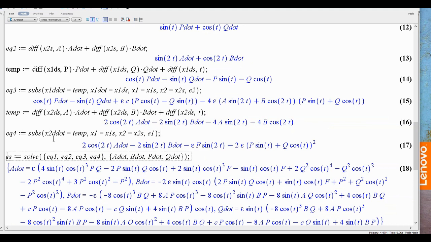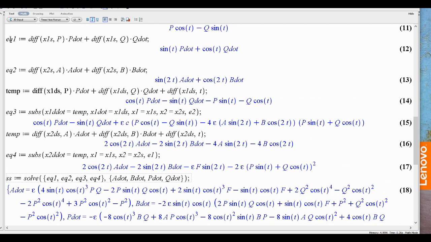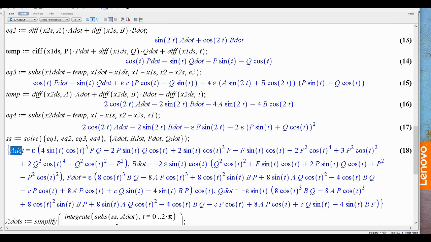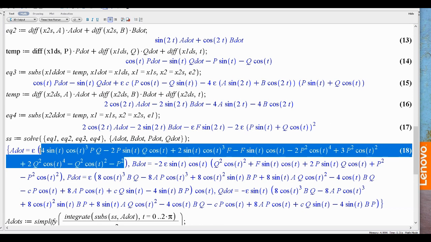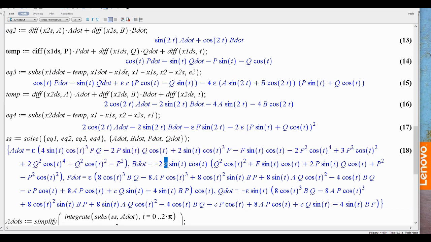Then what I do is I solve EQ1, 2, 3 and 4 for A dot, B dot, P dot and Q dot. Very good. When I do that, you see A dot is epsilon times a bunch of things. Where is B dot now? Up to here. All of that is epsilon. Then there is B dot and that's order epsilon. Then there is P dot and that's order epsilon. And somewhere there is a Q dot and that's order epsilon. Okay, this is in Lagrange standard form.